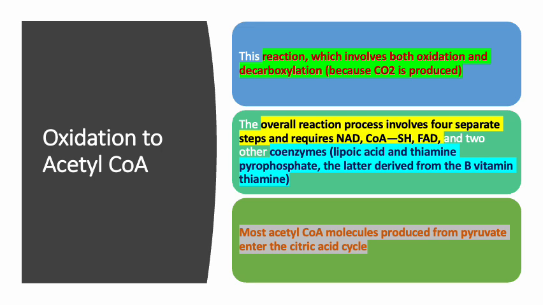Now, the overall reaction process involves four separate steps and requires NAD, coenzyme A, and your FAD, and two other coenzymes, which are your lipoic acid and thiamine pyrophosphate, which is a derivative of B vitamin thiamine. Now, most acetyl coenzyme A molecules produced from pyruvate enter the citric acid cycle.